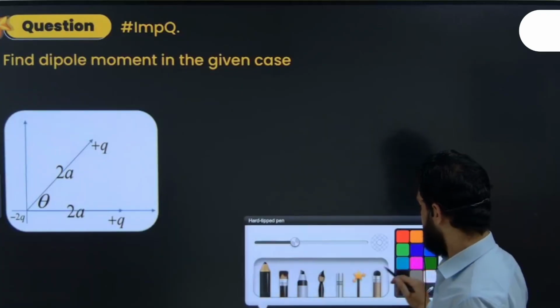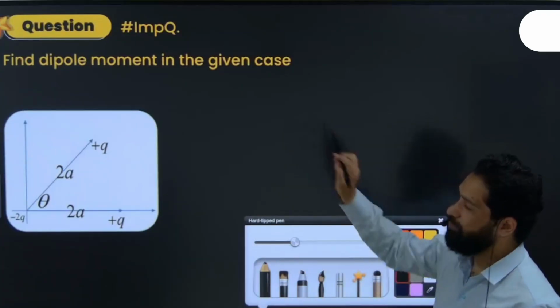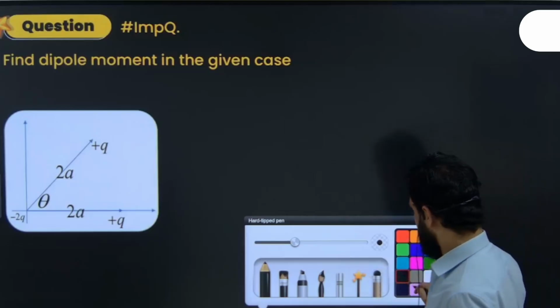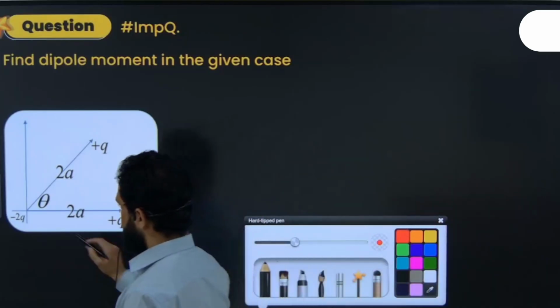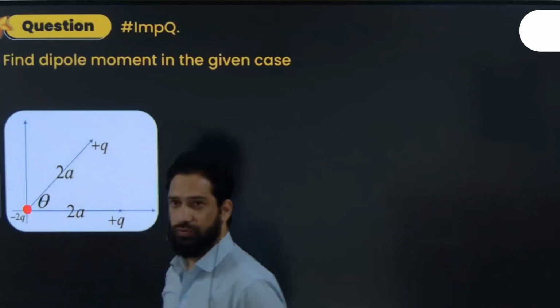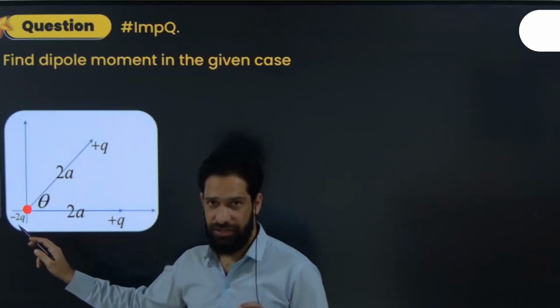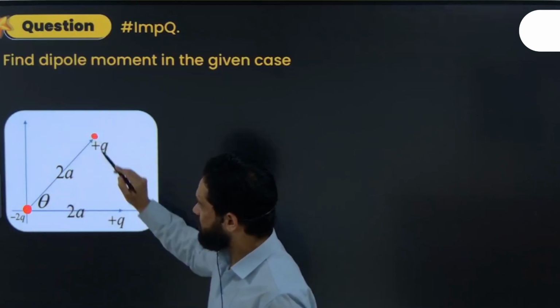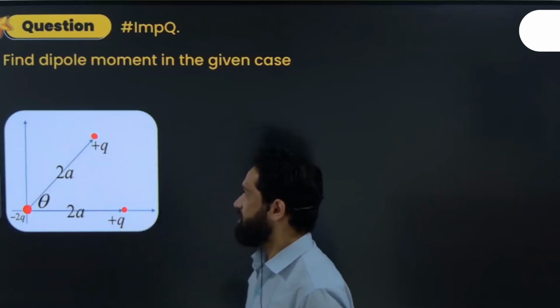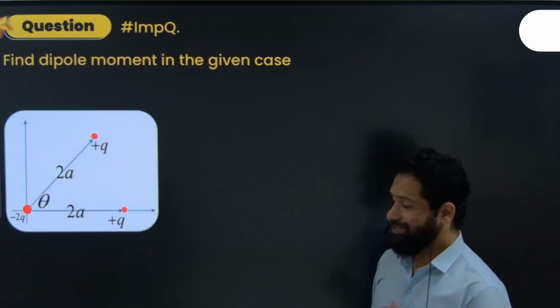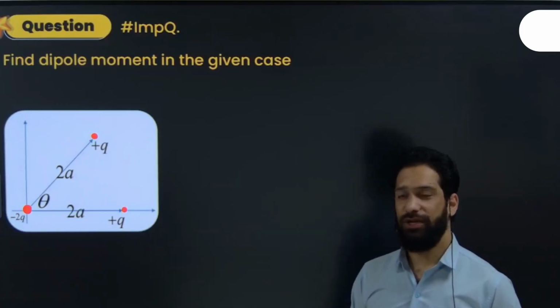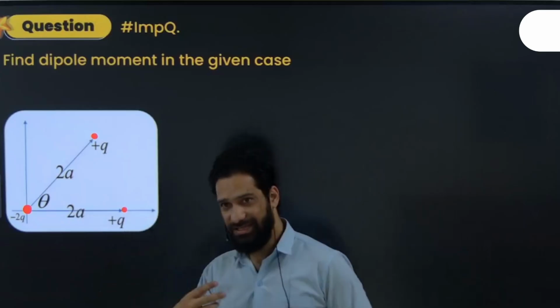So how do we do it? First of all, it is given a dipole moment in this case. You can look at the diagram and see there is a negative 2q charge at the origin, and somewhere there is plus q and another place there is again plus q. First of all, is this a dipole or not? There are only three point charges, but is this a dipole or not?